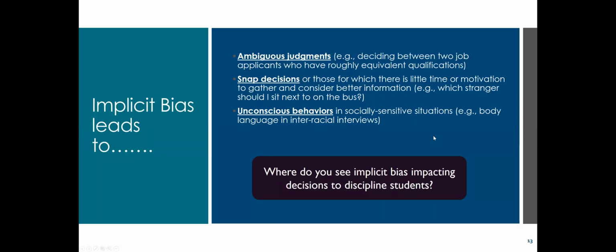So, what else happens? With implicit bias, this leads to ambiguous judgments, snap decisions, unconscious behaviors. As I said, unconscious, oftentimes, again, associations, peanut butter and jelly. These are things we don't always think about, but they often lead to quick decisions that we haven't had a moment to think through. So, as you think about that, a key question would be where do you see implicit bias impacting decisions to discipline students?